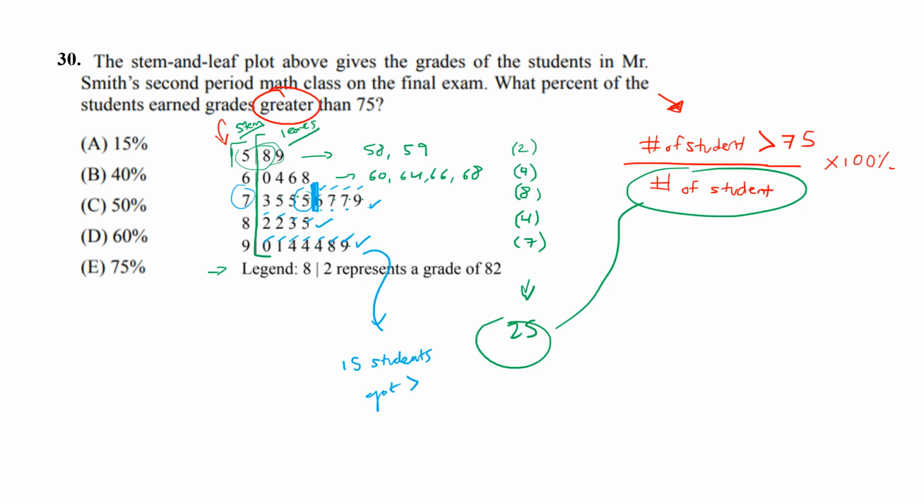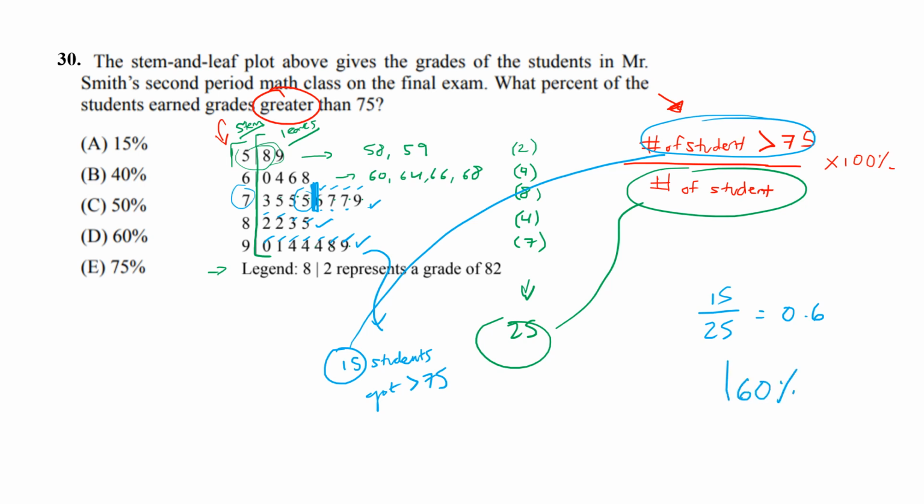got above a 75. That 15 we'll throw into the numerator here. So now we're looking at 15 divided by 25. That equals 0.6, so expressed as a percentage, that is 60%, leading us to answer choice D.